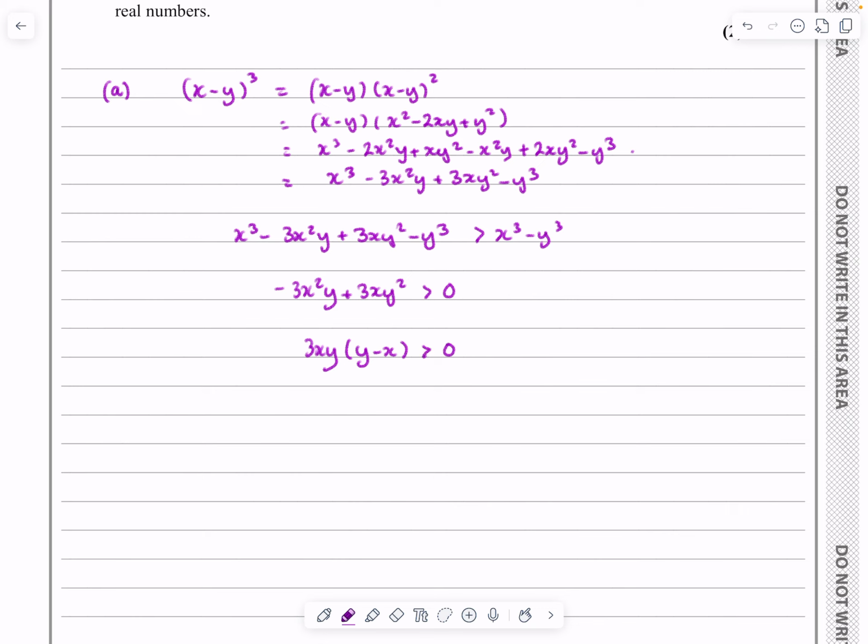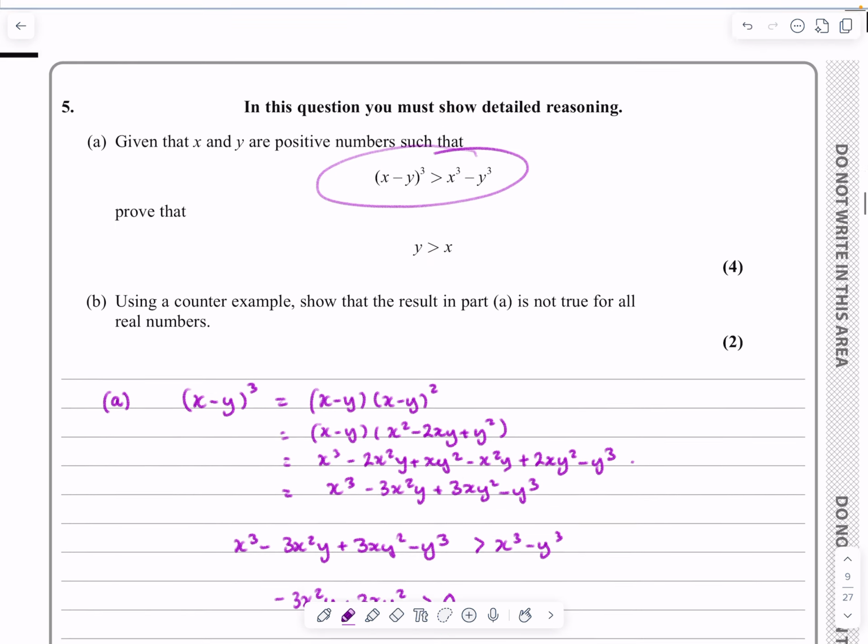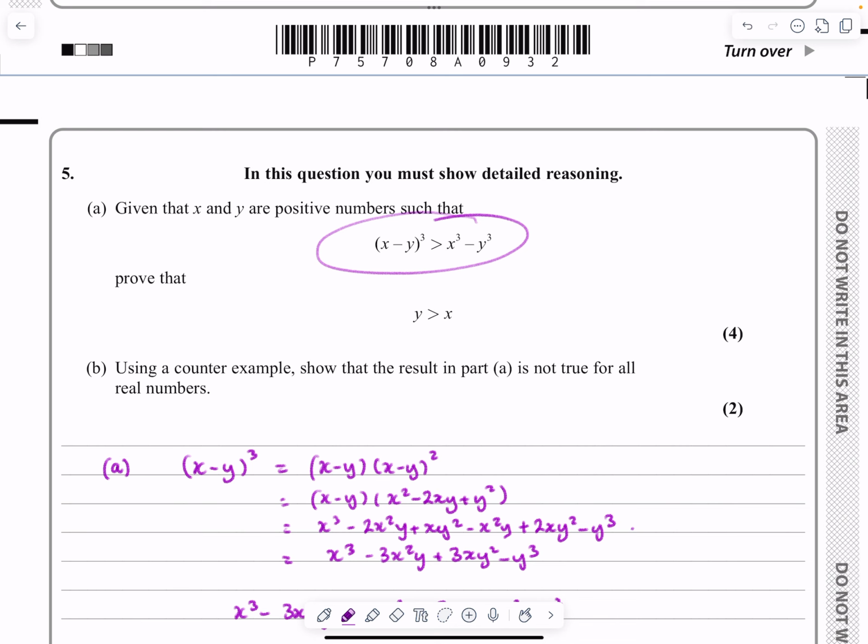Now, x and y are both positive. Because x and y are both positive, 3xy must be positive, 3xy must be greater than 0. So that just leaves me that y minus x has to be greater than 0, which then leads me that y has to be greater than x. So brilliant, that's the first part proved. If that's true, then y must be greater than x.